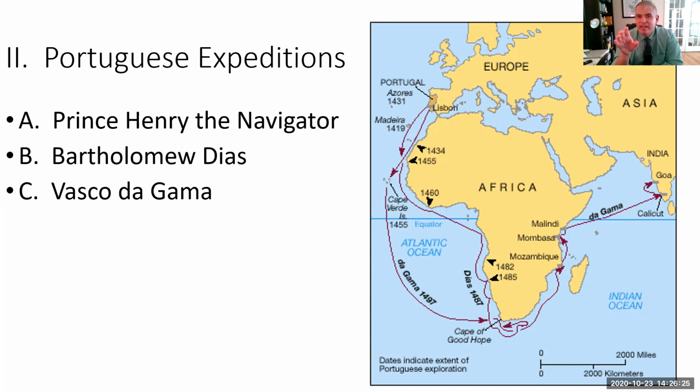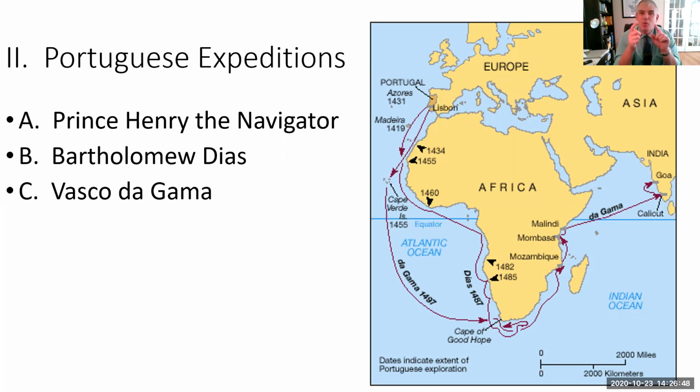What happens is Diaz unknowingly reaches the tip of South Africa, what we call the Cape of Good Hope. When the Atlantic Ocean and the Indian Ocean come together, those are some of the roughest waters in the world, because you have two water systems, two sets of currents, coming together. It makes for very rough waters.